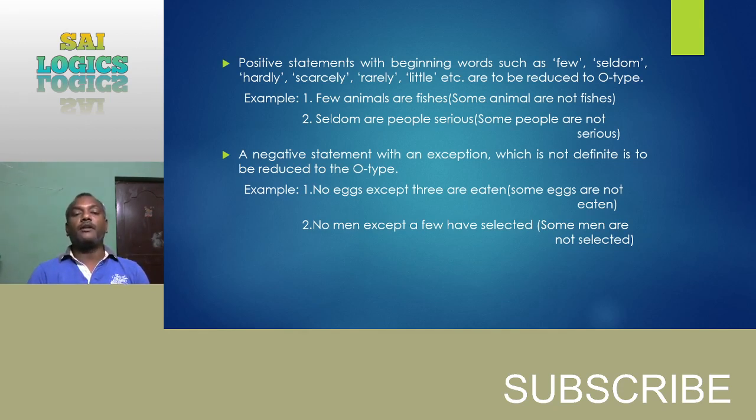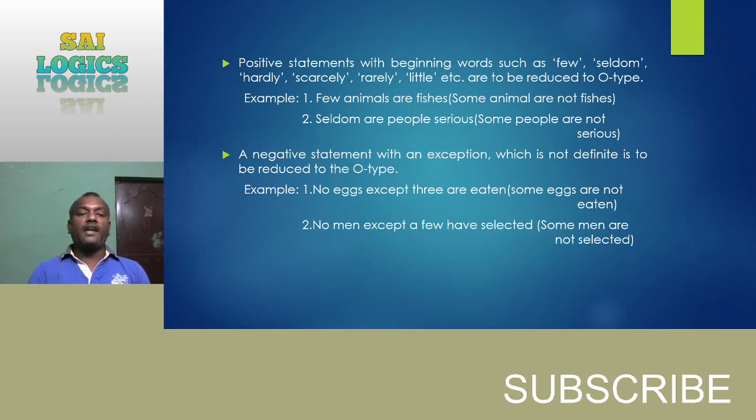And next example, seldom are people serious. Condition, positive statement, seldom is the word mentioned in the condition. So it can be reduced to some not. We can rewrite it as some people are not serious. And the fourth condition, a negative statement with an exception which is not definite is to be reduced to O type.